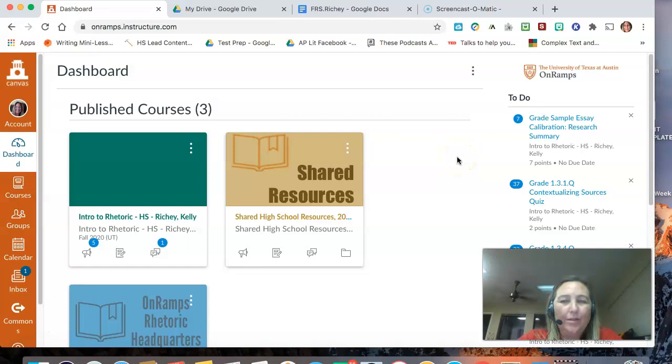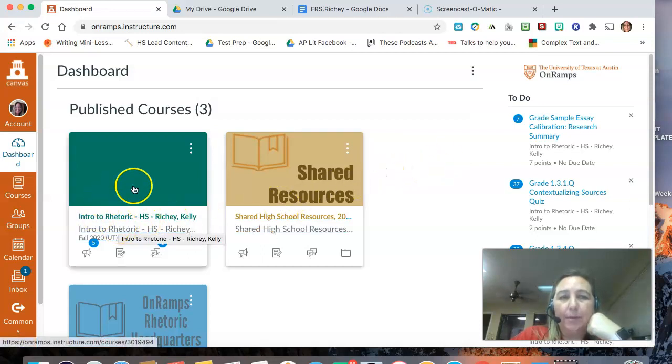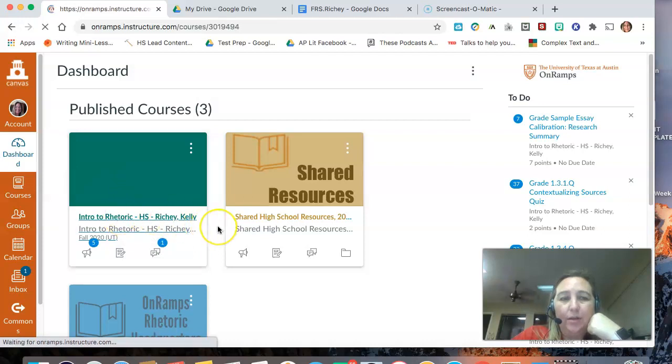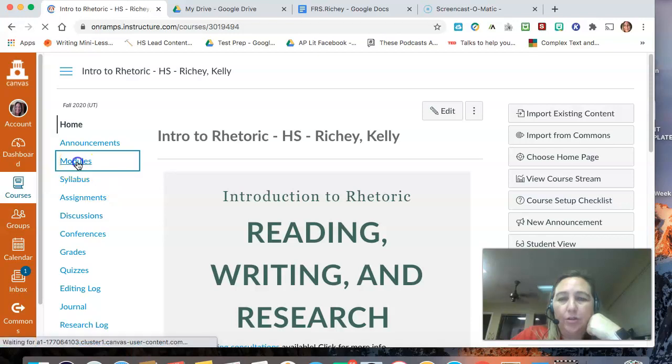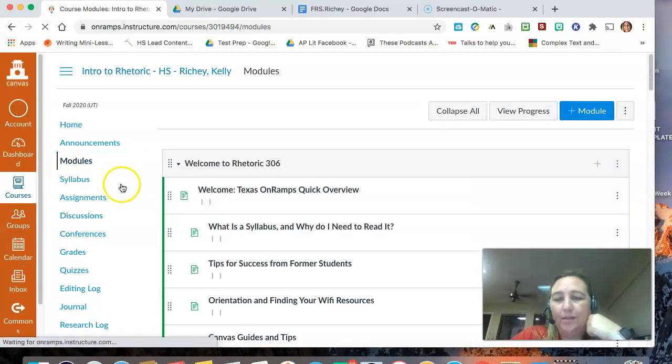Hi, we're going to talk about the final thing you have to do in the formal research summary. That is quotations. So in order to look at the expectations for that, let's go into our course and look at the rubric. So I'm in my dashboard and I'm going to click into my course and I'm going to go to modules, which is my table of contents.